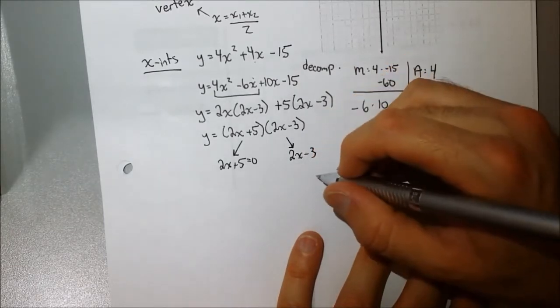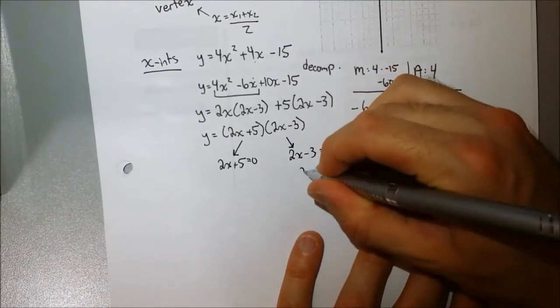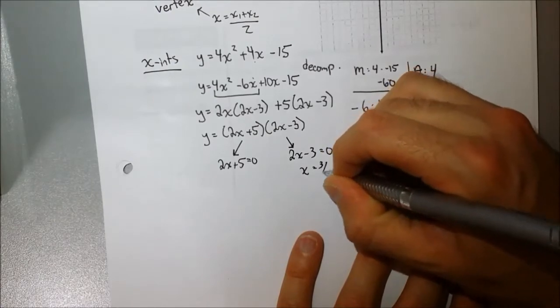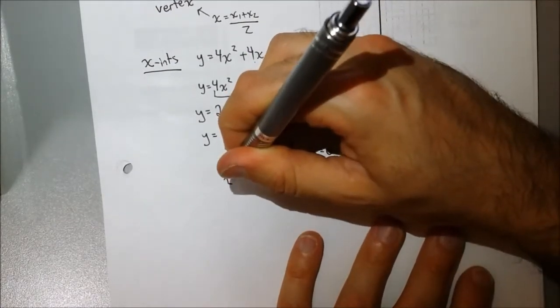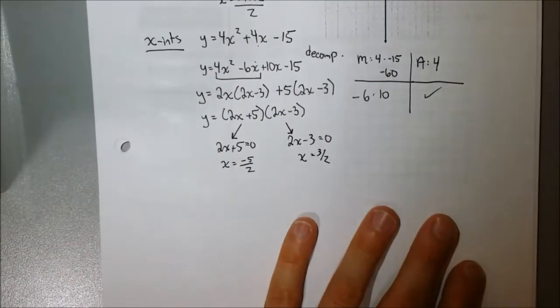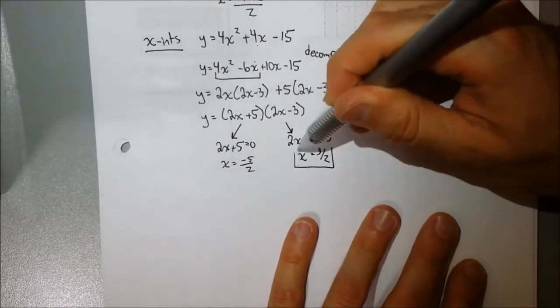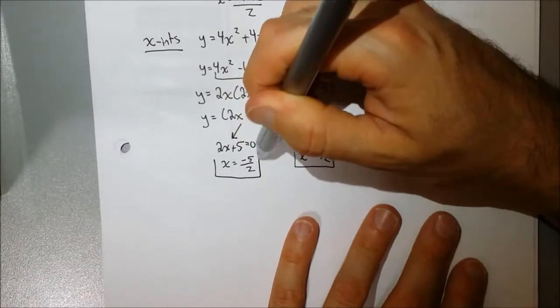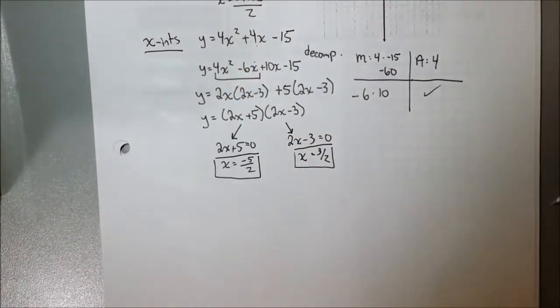And then I'm going to solve for x. So this one I'm going to get 3 over 2. This one I'm going to get negative 5 over 2. You can always go and plug those into your calculators to get a decimal value.